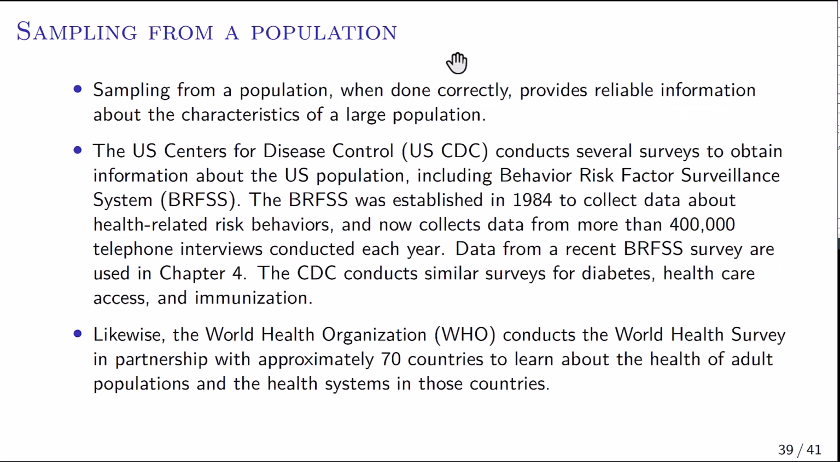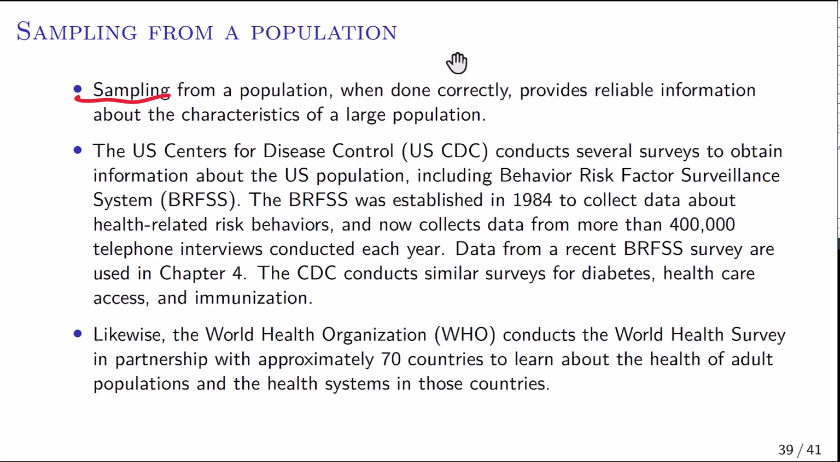And also I want to talk about a little bit of practice in real life. First, we have to believe that sampling from a population, when done correctly, provides reliable information about the characteristics of a large population. Because of the time and the money, we cannot observe each unit of the population. We only do part of it. That's exactly what we mean by sampling.